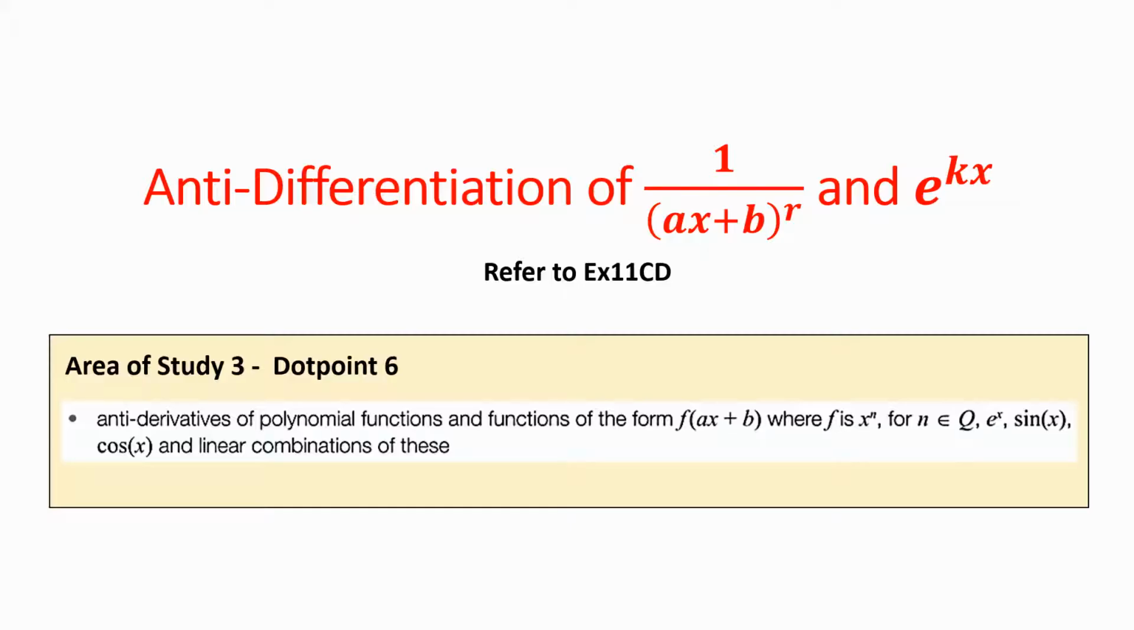Because f of ax plus b just means that your function has a linear transformation in it. If I had to give you a couple of examples, it would be something like ax plus b to the power of n, e to the power of ax plus b, or sine of ax plus b. They're just asking you, can you antidifferentiate those functions?